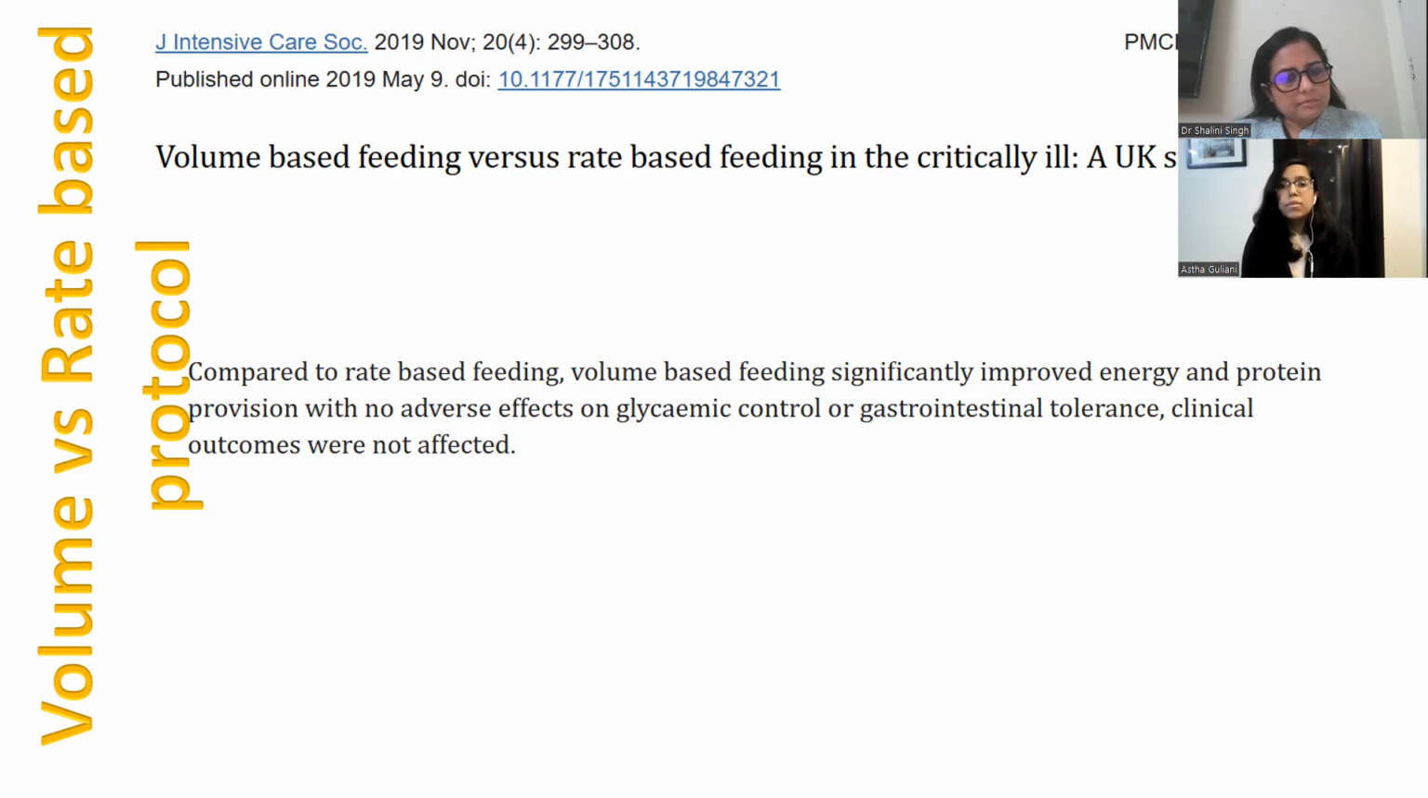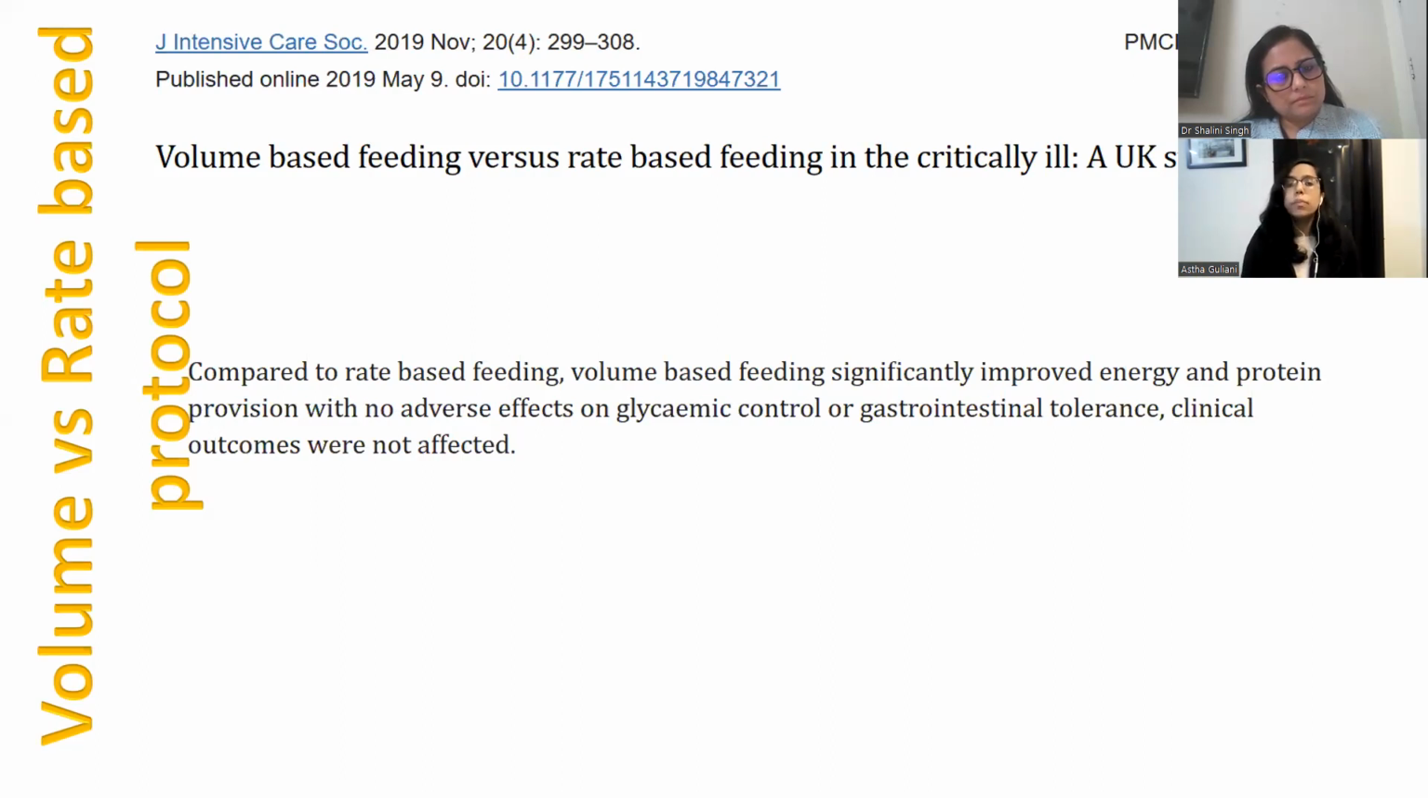However, there can be times when nutrition may have to be stopped. For example, if the patient is nil per oral before a procedure or before an ultrasound, in that case, we need to decide whether we want to compensate for the missed doses of nutrition or not. In rate-based feeding, we will not compensate for the missed doses of nutrition. And once the NPO timing is over, we will just continue with the feeding that we were already giving.